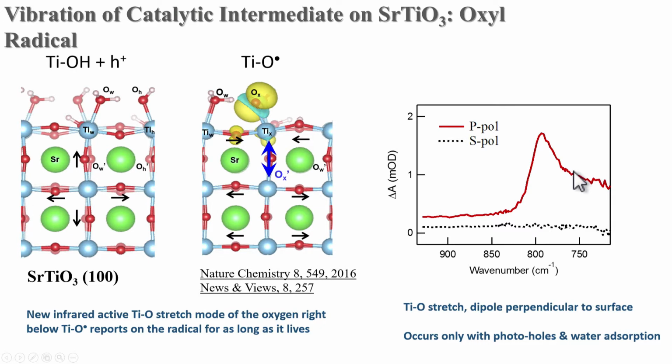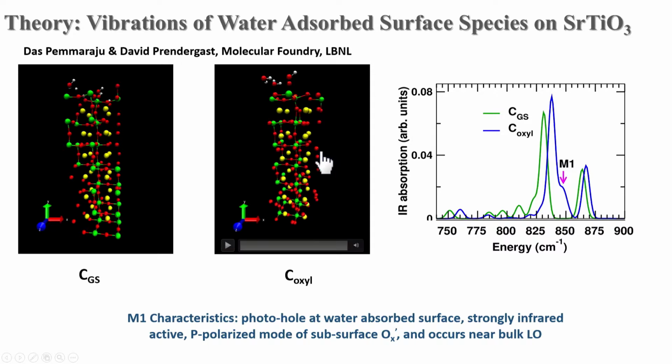That vibration experimentally is shown here. It only occurs with hole injection and a water-absorbed surface, and it only occurs with a certain polarization of the infrared light, or P polarization, which means it's a vibration that's vibrating perpendicular to the surface. So to get this true molecular picture really required an extensive collaboration with theory, and that was done with Das Pimaraju and David Prendergast at the Molecular Foundry of Lawrence Berkeley National Lab.